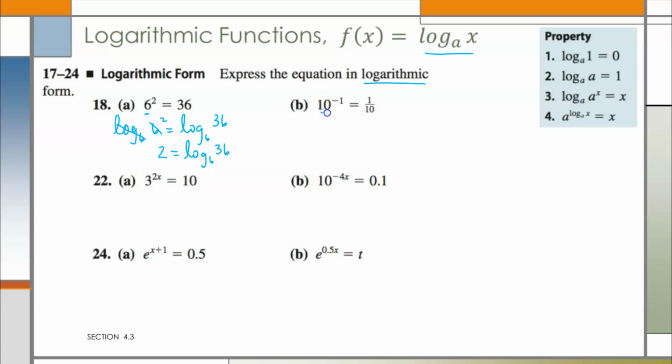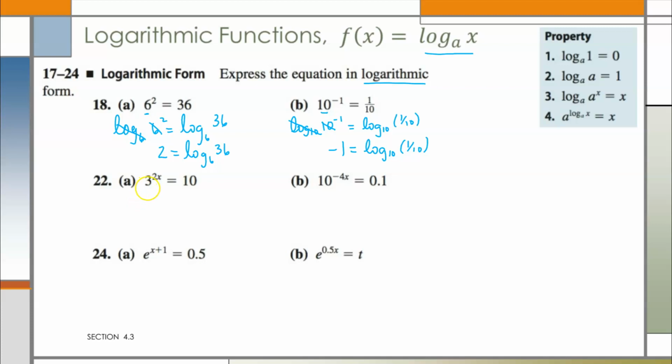This is base 10. If I have an exponential form, base 10, I'm going to log base 10 to undo that exponential base 10. If I log base 10 on the left, I have to log base 10 on the right. Exponentials and logs undo one another, so those cancel out. You end up with negative 1 equals log base 10 of 1 over 10.